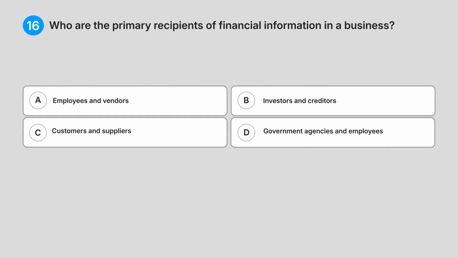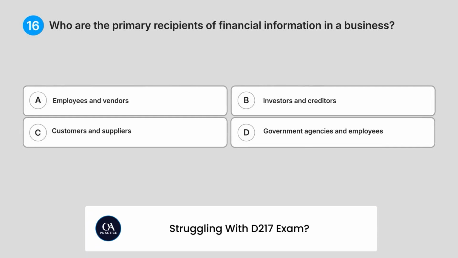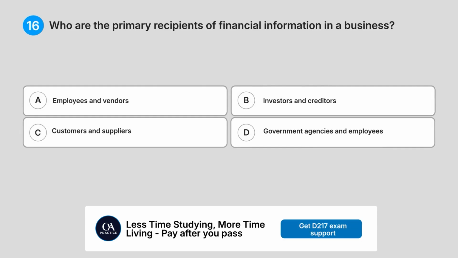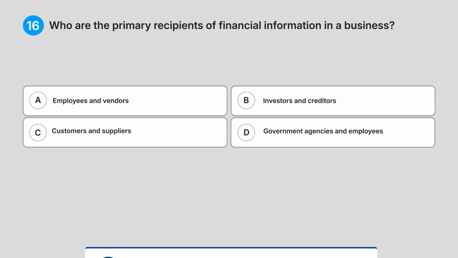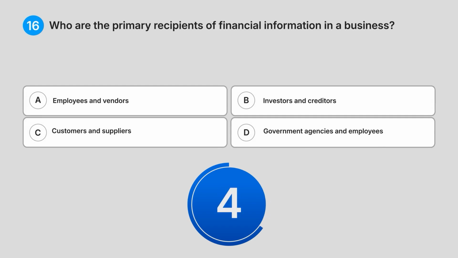16. Who are the primary recipients of financial information in a business? A. Employees and vendors. B. Investors and creditors. C. Customers and suppliers. D. Government agencies and employees. Can you guess the answer?